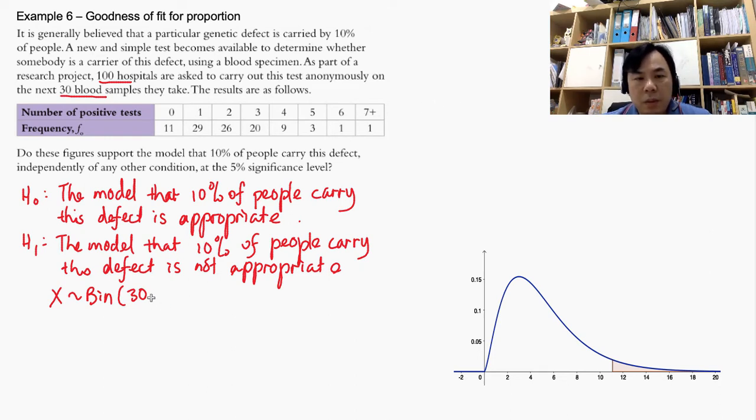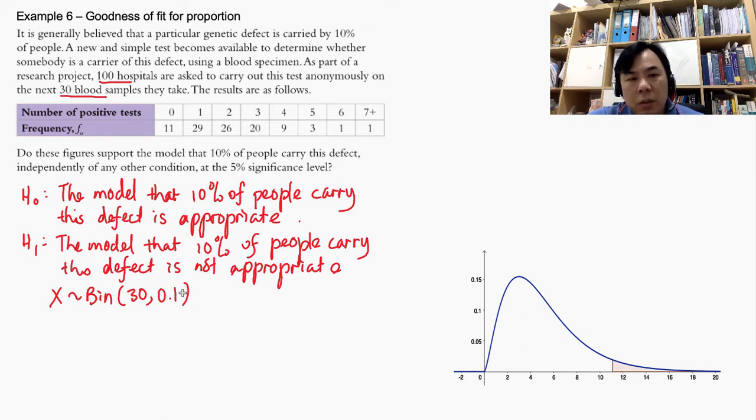So 30 sample, and then with probability of success. You're wondering, should I estimate this probability of success one more time or not? Are we given the probability of success in our null hypothesis? That is the big question. Yes, we are. So in this case, we don't really need to estimate this. This has been given. If we have no idea what the probability of success is, yes, we have to estimate that. But since we are given, then we are good.